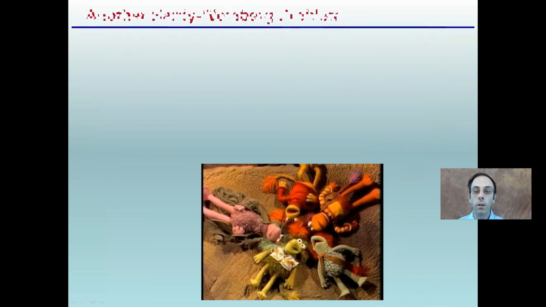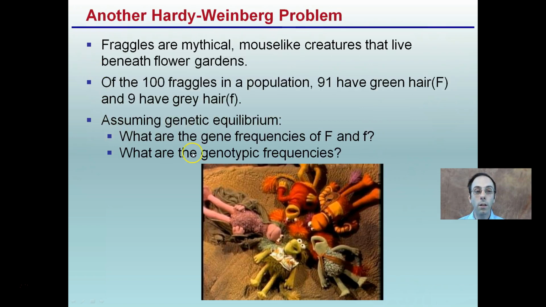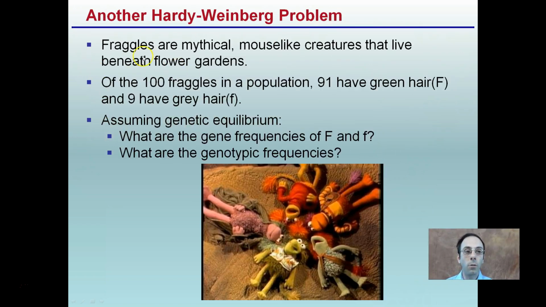And to test your knowledge, here is another question here. Fraggles are mythical mouse-like creatures that live beneath flower gardens. Of the 100 fraggles in a population, 91 have green hair, which we're going to represent with capital F, and 9 have gray hair, lowercase f. Assuming genetic equilibrium, what are the gene frequencies of big F and little f, and what are the genotypic frequencies? I invite you to pause the video here so you can go through and work this problem on your own before I proceed with the answers.